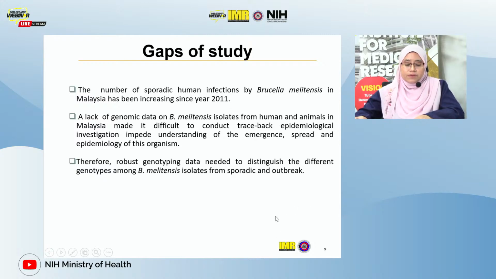Because of the increasing number of Brucella melitensis cases in the past 10 years, we can see the lack of genomic data of Brucella isolates from humans and animals, which makes it difficult to conduct traceback epidemiological investigations. Without this data, disease management in both humans and livestock is limited, and it is difficult to conduct a follow-up traceback study if there is any outbreak or sporadic case. Therefore, robust genotypic data is needed to distinguish the different genotypes among Brucella melitensis isolates from sporadic cases and outbreaks.